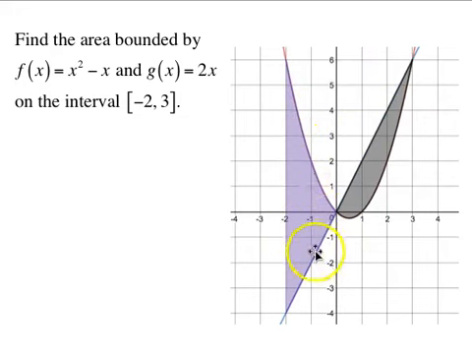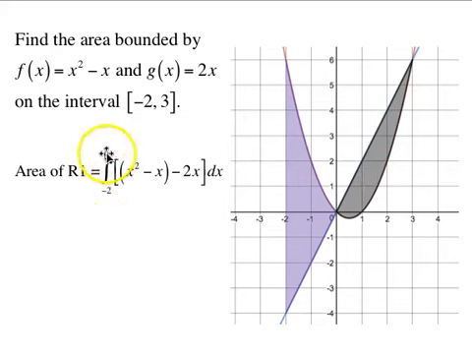Below this function and above this function from -2 to 0, we have this purple region. And between the functions on the interval from 0 to 3, we have this gray region. So if I'm going to find the total area bounded by those graphs on that interval, I'm going to need to find this first region, I'll call it R1, and the second region, I'll call that R2.